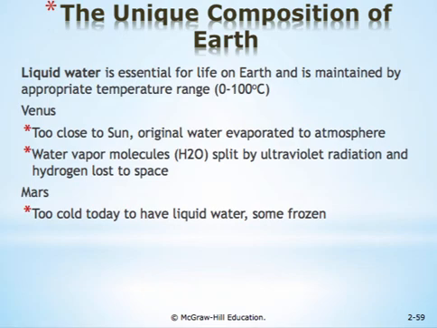Liquid water is essential for life on Earth, and it's maintained by an appropriate temperature range between 0 and 100 degrees Celsius. Venus is too close to the sun. The original water there evaporated into the atmosphere. Water vapor molecules, or H2O, are split by ultraviolet radiation, and hydrogen is lost to space. On Mars, it's too cold today to have liquid water, but there is some frozen.